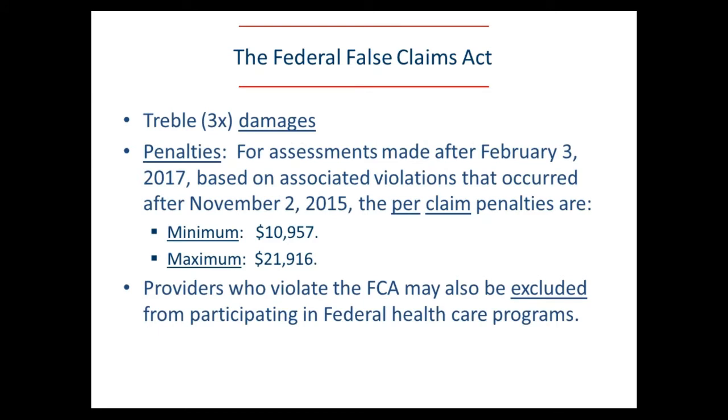The consequences under the Federal False Claims Act include treble damages, that's 3 times the government's damages. Also, as is more particularly set forth on the slide, current per claim penalties range from approximately $11,000 to $22,000. And again, providers who violate the Federal False Claims Act may also be excluded from participating in federal health care programs.